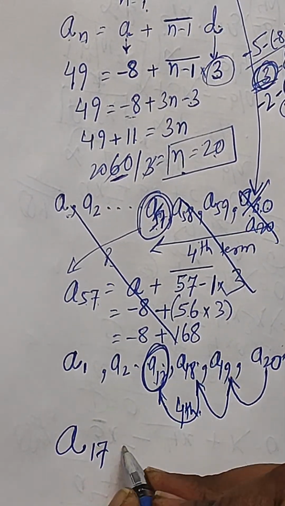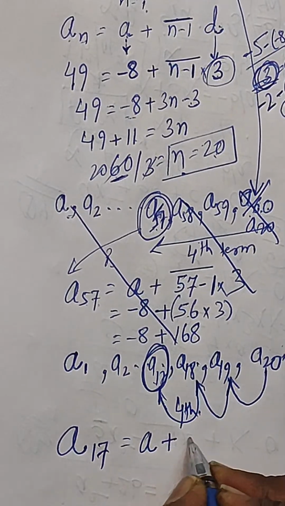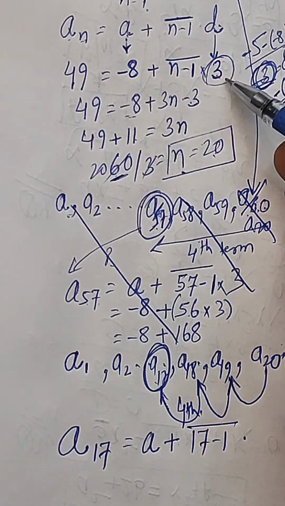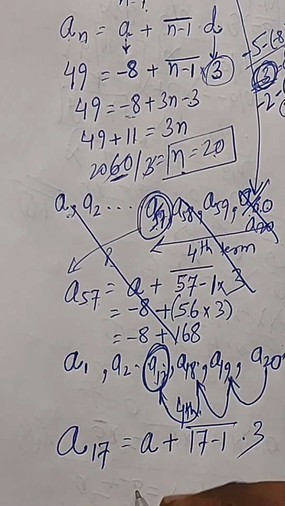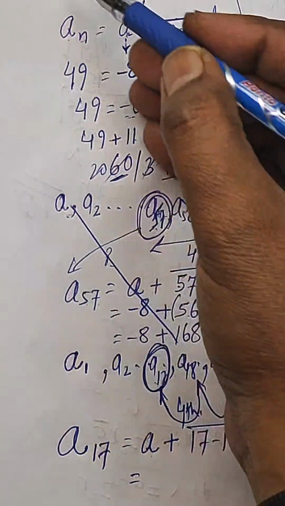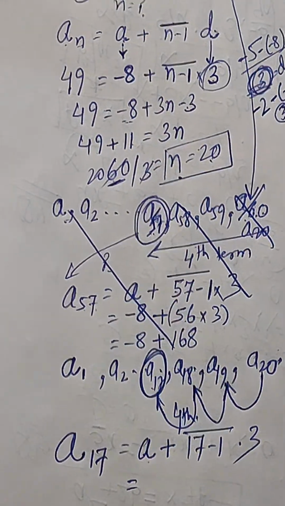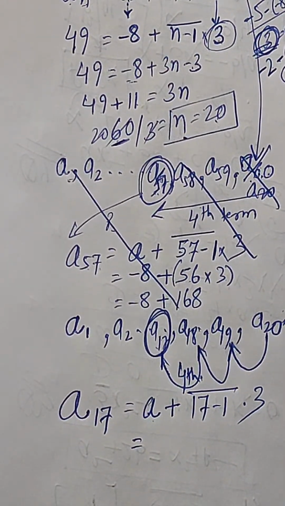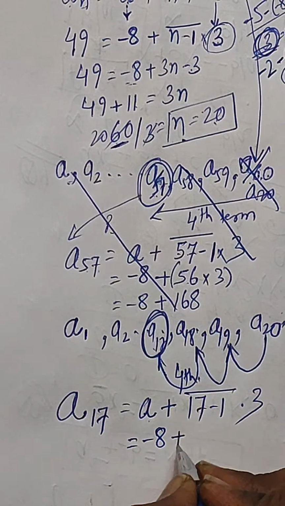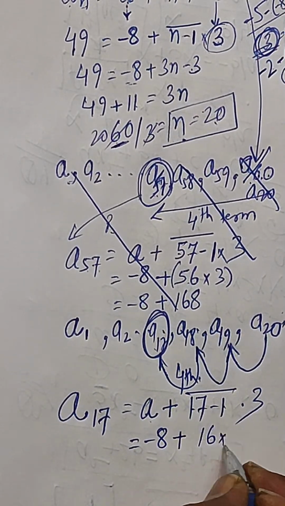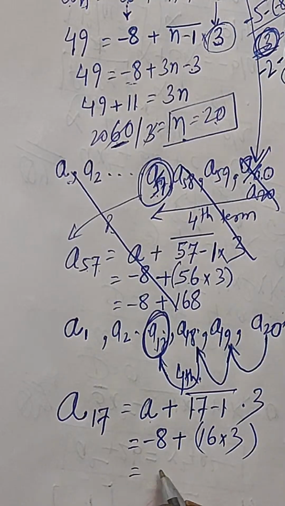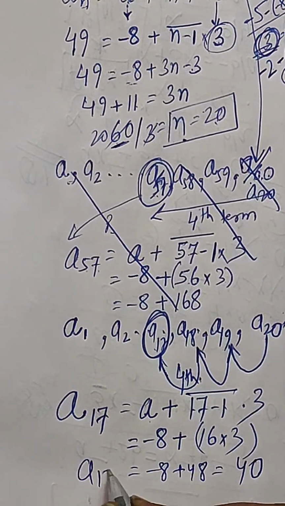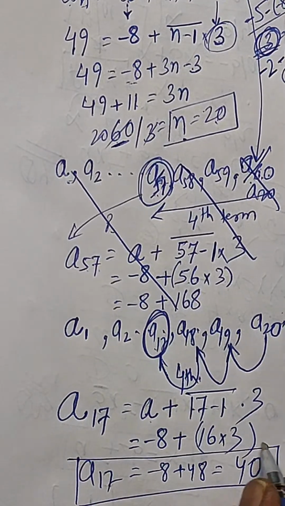So the 17th term will be equal to a plus 17 minus 1 into d. The common difference which we have calculated is 3, right? So instead of a, it will be minus 8, which was given in the question. Minus 8 plus 17 minus 1 is 16. 16 into 3 is 48. Minus 8 plus 48 is 40. So the fourth term from the end is nothing but 40.